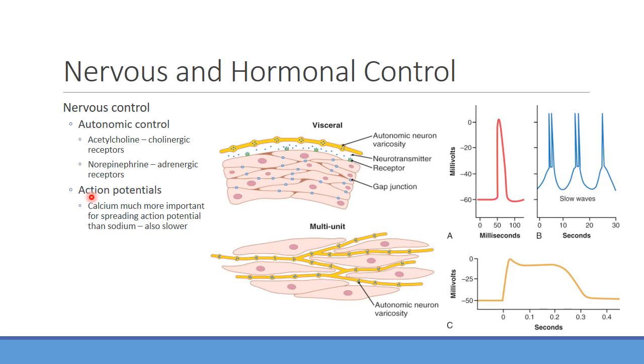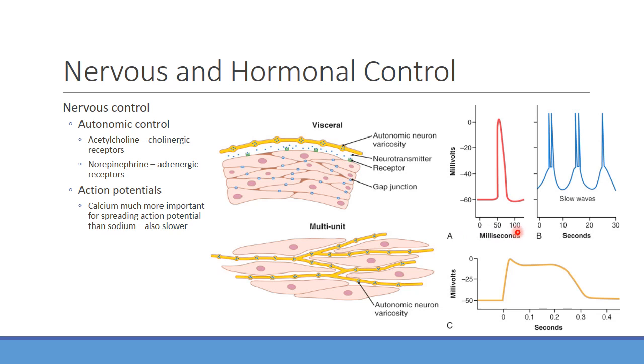Okay, and then looking at action potentials, obviously calcium is much more important. You'll find that instead of relying on sodium channels to propagate those action potentials, it's much more focused on calcium. And again, those calcium channels are much slower to open and also close, which is another thing that favors long-term contraction of the smooth muscle versus the skeletal muscle.